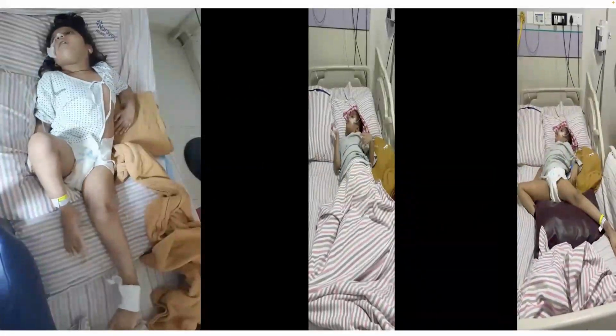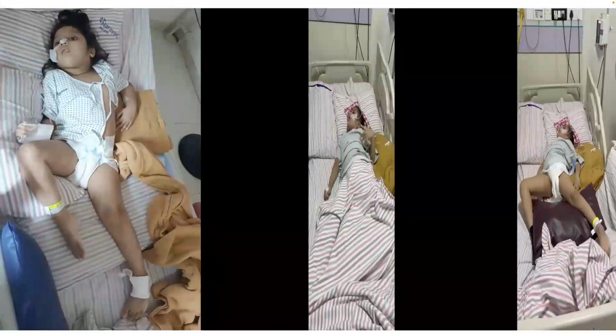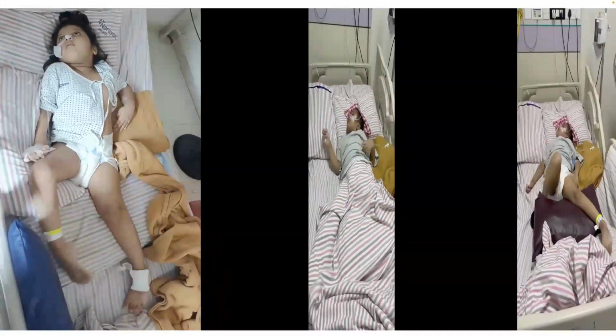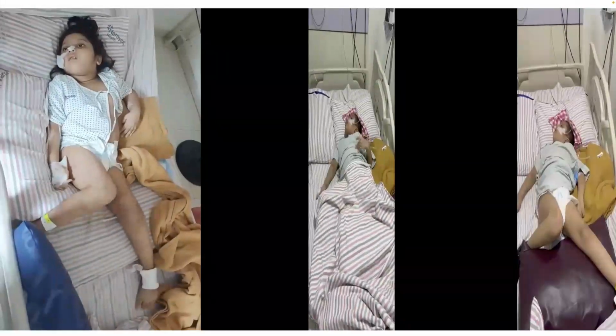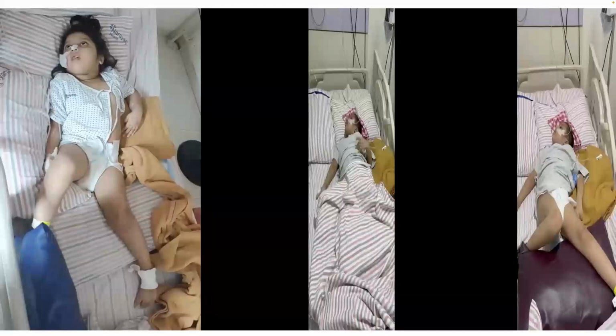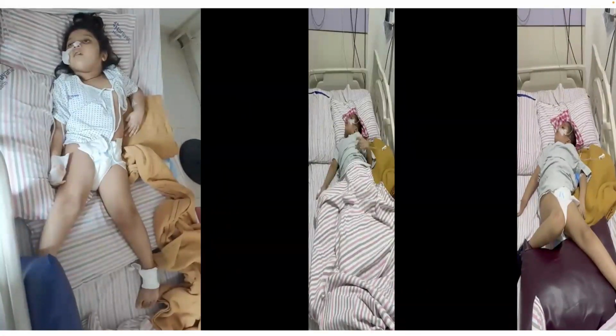So these are videos of her movements. Despite improvement of the lesions on the MRI, she continued to worsen, and she had involvement of the left side also. She started having involuntary movements on the left side, and then a dystonic crisis later on.